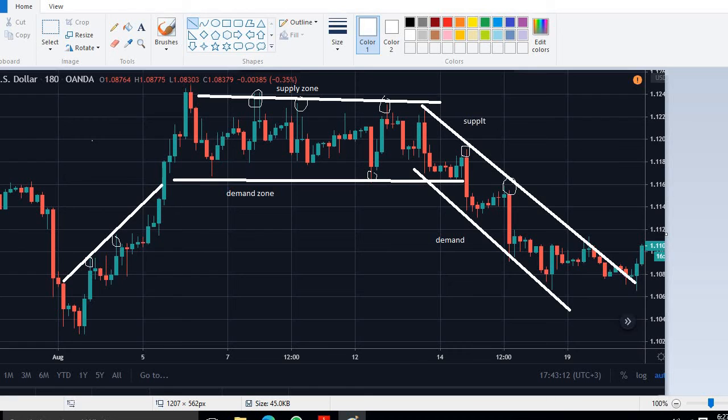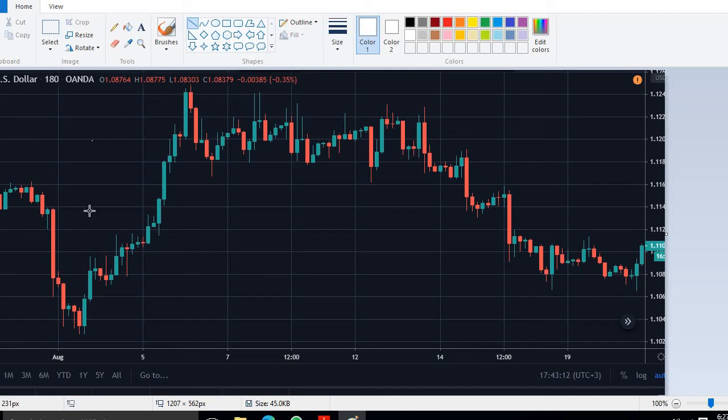So let me undo this. I just want to show you something very fast. You saw how you draw your supply, your demand. A trend line is the same as your supply. This is a trend line, the same way I showed you. So this is a downtrend line, or a tunnel, right? This is a downtrend line and a tunnel.